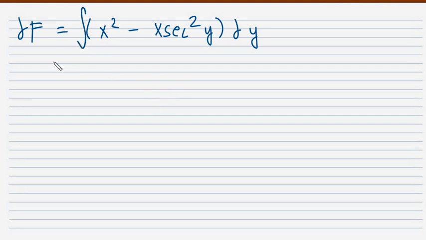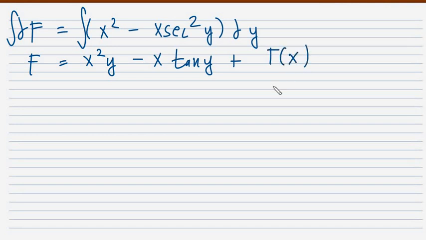Integrating both sides, f is equal to x squared y minus x, the integral of secant squared y dy, which is tangent y. And then instead of adding c, we will add t of x, because we have held x as constant.